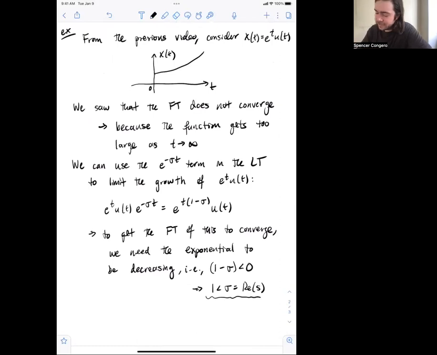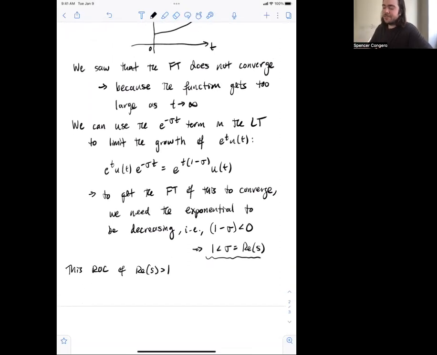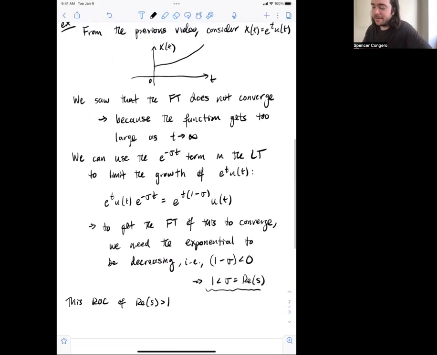That's our ROC. So this region of convergence of real part of s greater than 1, believe it or not, that's the same region of convergence we found by doing all of the math. Okay, so before we did it just algebraically going through the Laplace transform. Now we've done it at a high level using our understanding of the relationship between Laplace and Fourier, and we get the same ROC.